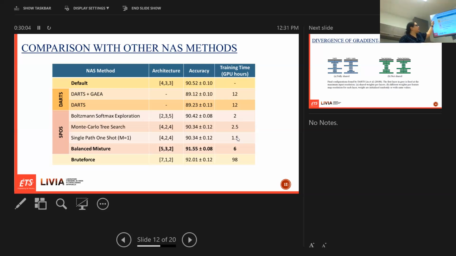So we tested 2 types of DARTS, and we also tested several single path methods. The difference between these methods is the way that they sample the architecture. So for example, with Monte Carlo, we sample the architectures with the Monte Carlo tree. Or here we sample with a softmax, and this is uniform sampling. Here we see that our method still outperforms all of the other methods.